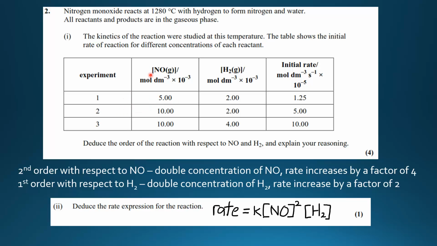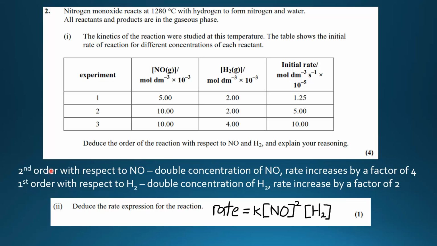The concentration of the nitrogen monoxide is doubled, the hydrogen stays the same, and the rate increases by a factor of 4. And then for 2 and 3, the concentration of the hydrogen is doubled, the nitrogen monoxide stays the same, and the rate doubles. So it's second order with respect to nitrogen monoxide, and the reason, because you have to explain your reasoning, is double the concentration of NO, nitrogen monoxide, the rate increases by a factor of 4.